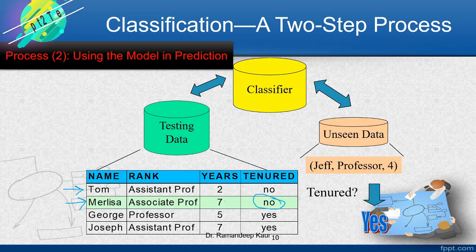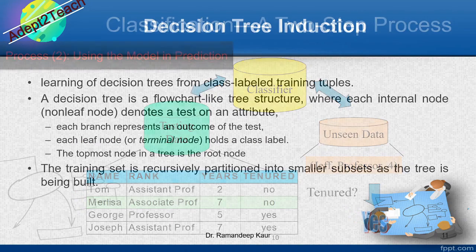So now in that unseen data, let's say we have a new entry as Jeff, and the category is professor and the years of experience is 4. Now when the system classified, it said tenured is yes. So that means it is correctly classified. So this is how we use classification.